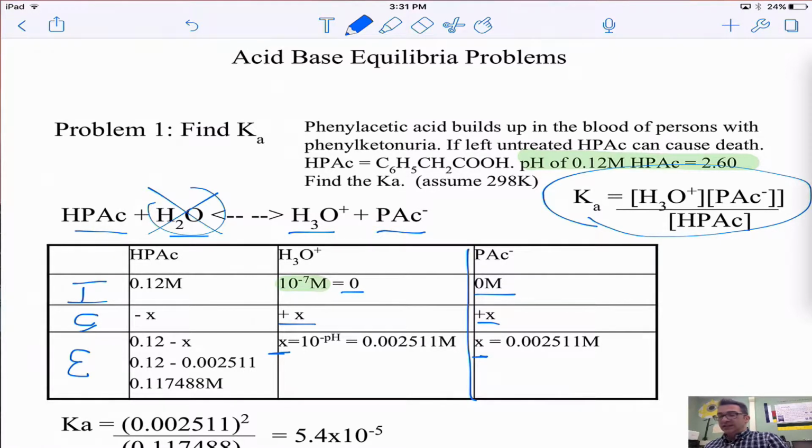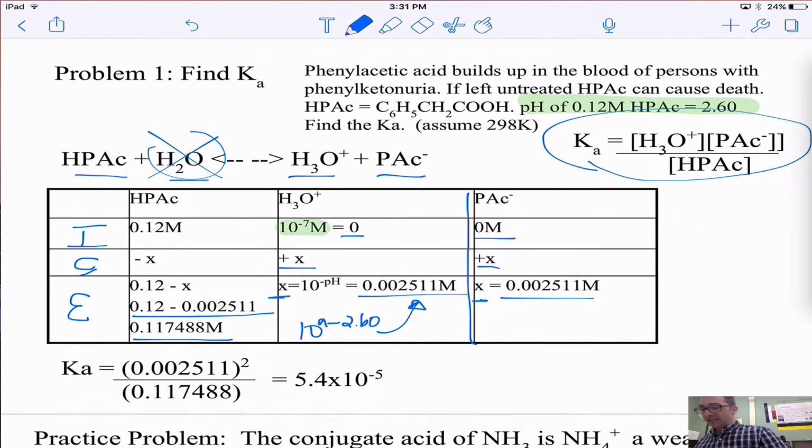Now the thing is that I know X because they tell me what the pH is. If I do 10 raised to the negative pH, 2.60, I'm going to get the concentration of H3O+, so I know what X is, and I know what this X is too. It's the same. I can subtract that from 0.12, and I'll get this value. Then I can simply plug it into Ka and solve for the Ka value, 5.4 times 10 to the negative fifth. Just like all those other K values for weak acids and bases, it's small.